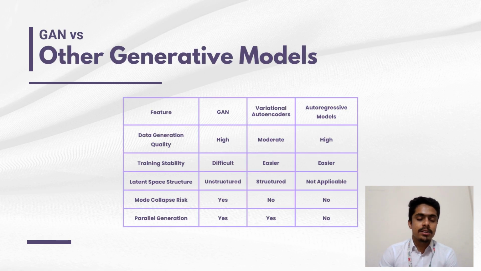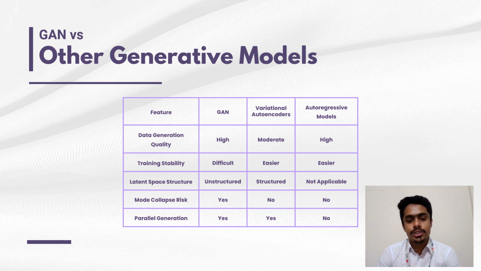Moving on, here is the comparison of GAN and other generative models. GAN has high data generation quality. On the other hand, variational autoencoders have moderate data generation quality, and autoregressive models are similar to GAN. The training stability of GAN is more difficult than that of variational autoencoders, and autoregressive models are easier.